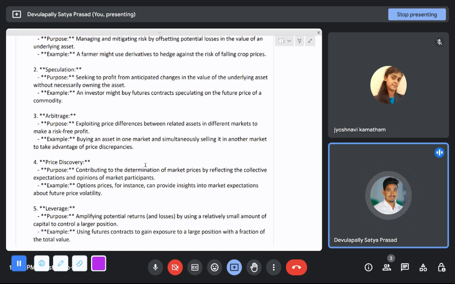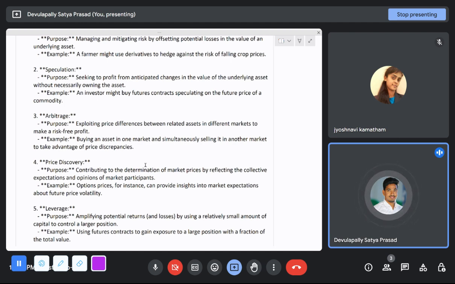That is what arbitrage is about. He buys tomatoes at the lower rate in rural areas, and again sells the same product in urban areas where it is very expensive. That is arbitrage. The fourth is price discovery.